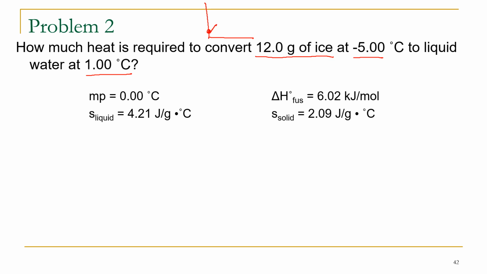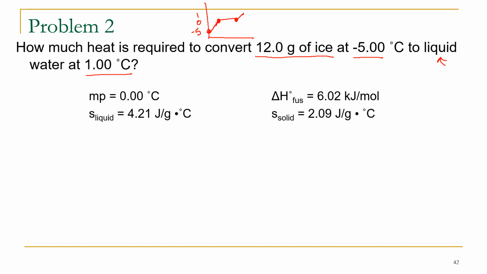First, we have to raise the temperature of ice from -5 to 0. Then we have to convert it to a liquid, so we're going from solid to liquid, so we need the delta H of fusion for that. And then we're going from 0 degrees up to 1 degree Celsius. And so we have to figure out all 3 of these segments and then add them together.